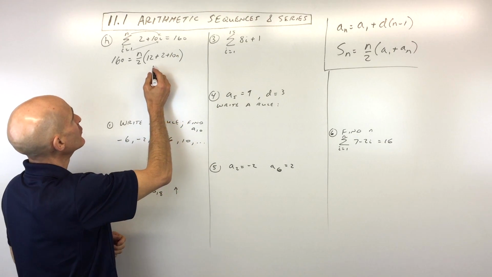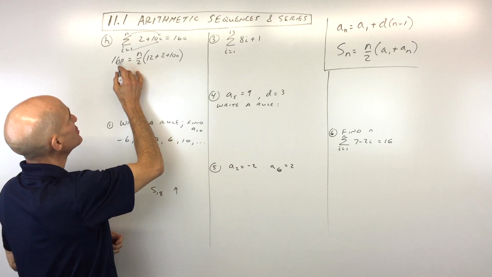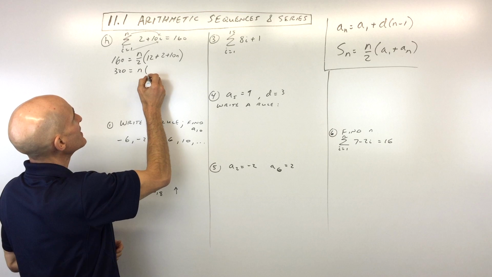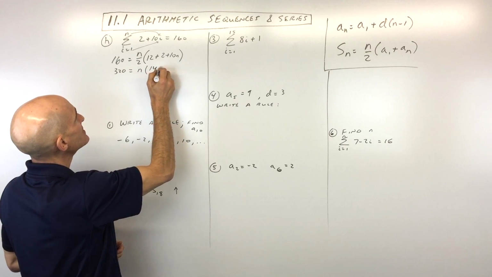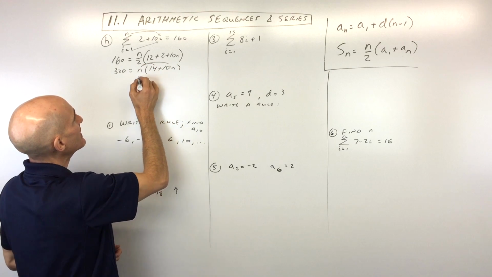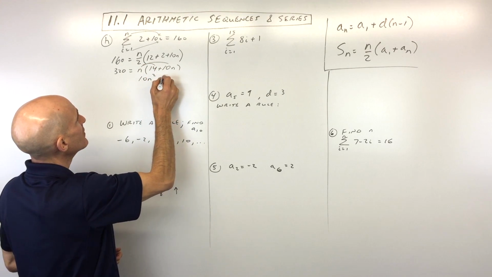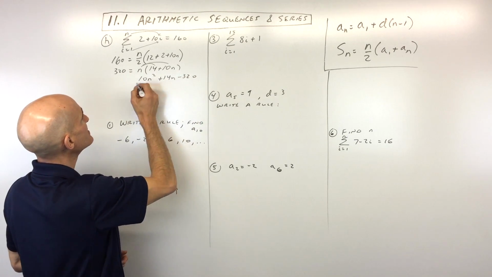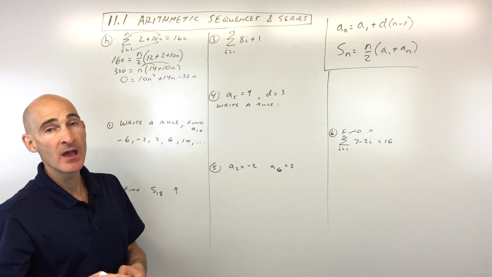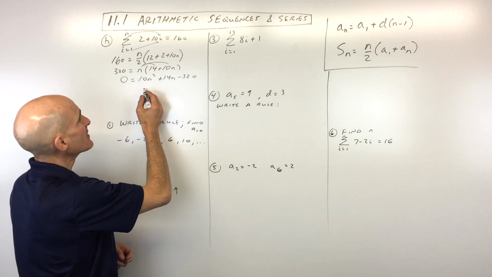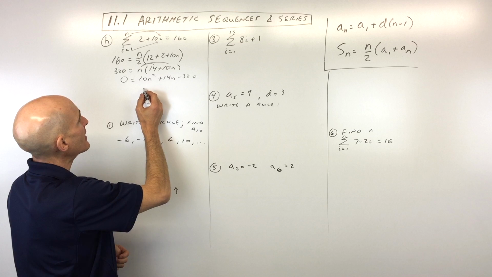So let's simplify a little bit here. I'm going to multiply both sides by 2 to get rid of this 2. So that's going to be 320 equals n times 14 plus 10n. If I distribute the n, I get 10n squared plus 14n. And I'm going to subtract the 320 to this side so we can set everything equal to 0. Now you could do the quadratic formula, or you could factor. Let's see, I'm going to factor this.